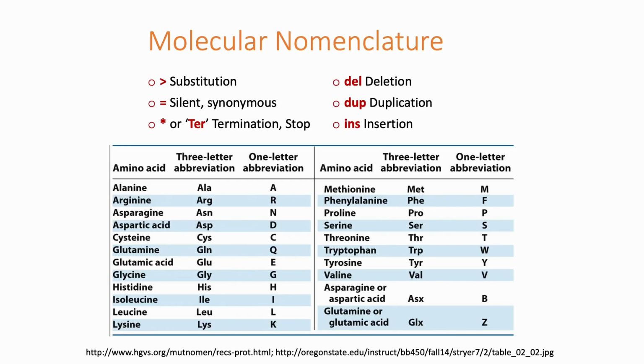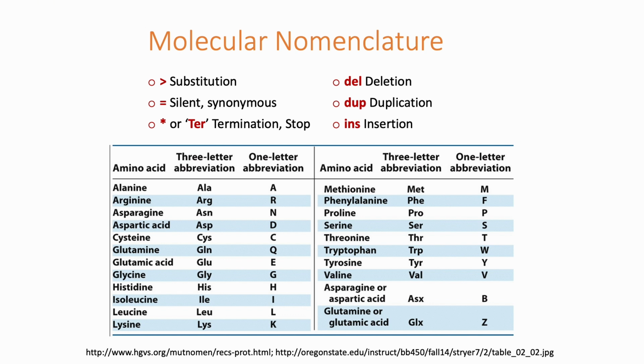Continuing with molecular nomenclature, we have a greater than sign, which is used for substitution mutations, where one nucleotide is replaced by another. An equal sign represents a silent or synonymous mutation, where the change in the DNA sequence does not alter the resulting protein. Even though the DNA sequence is different, the same amino acid is produced. A star, or TER, indicates a termination or stop codon. This signifies a mutation that prematurely ends the protein sequence, often leading to a truncated, non-functional protein.